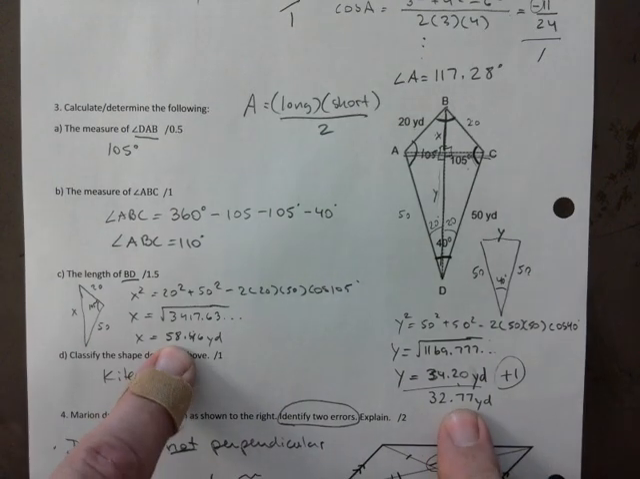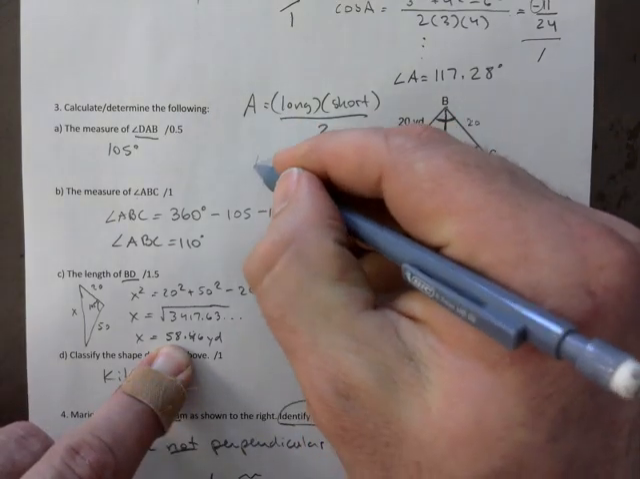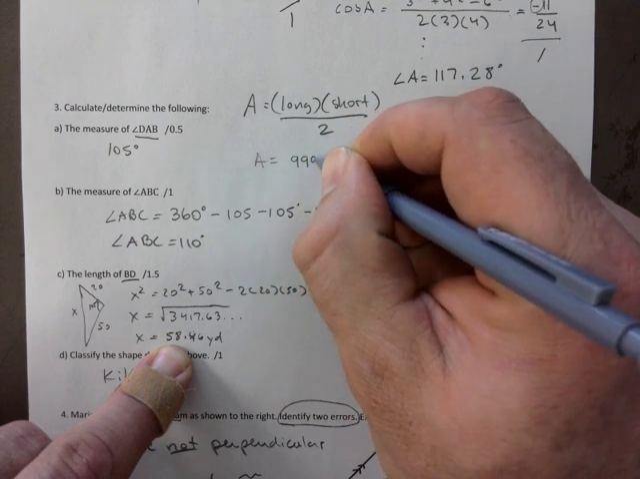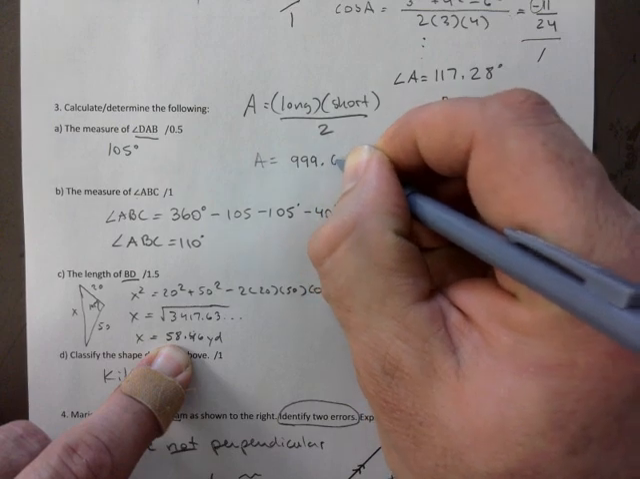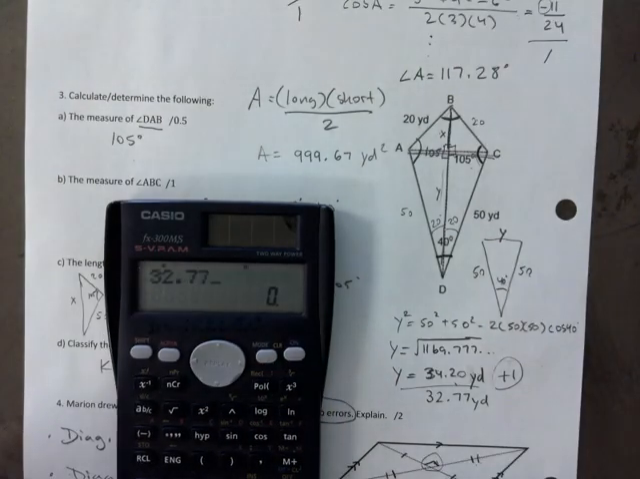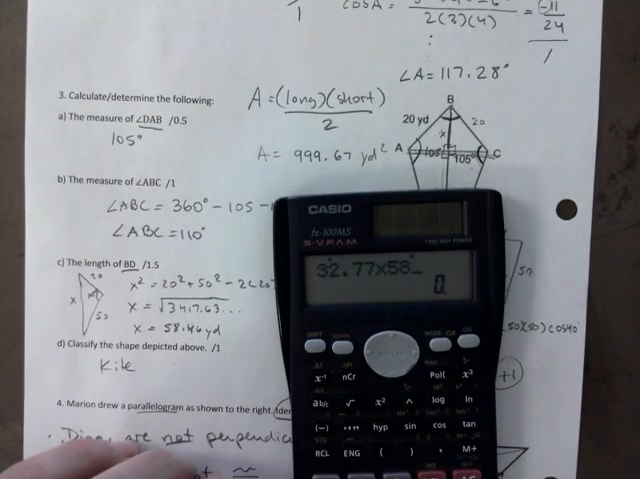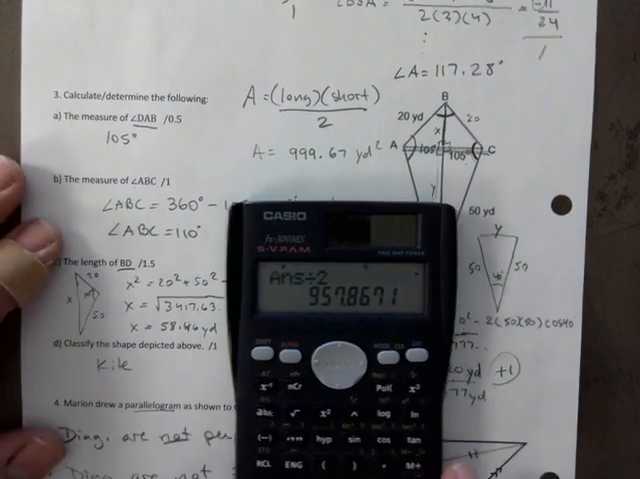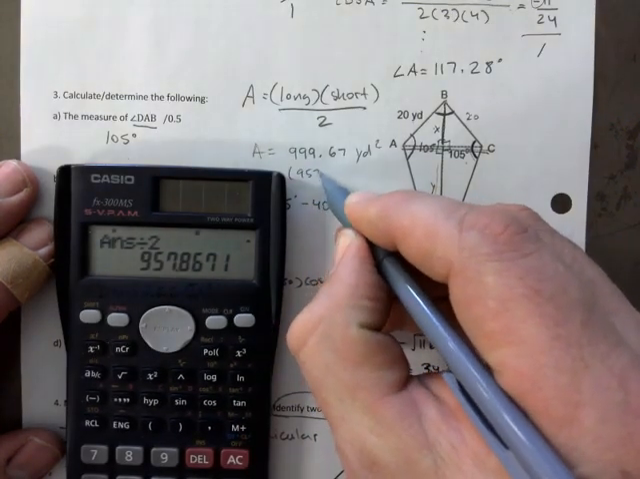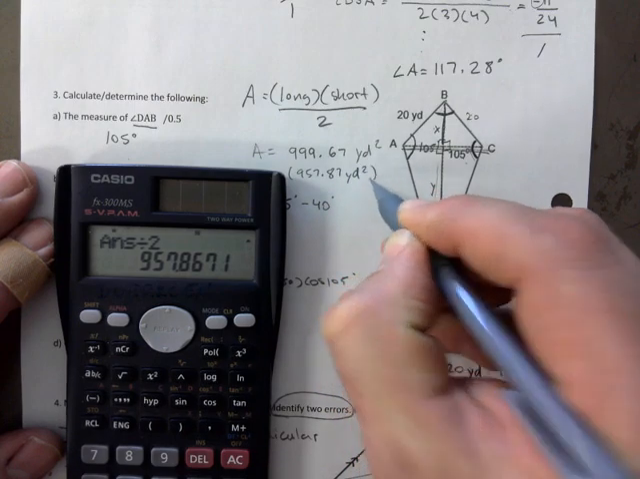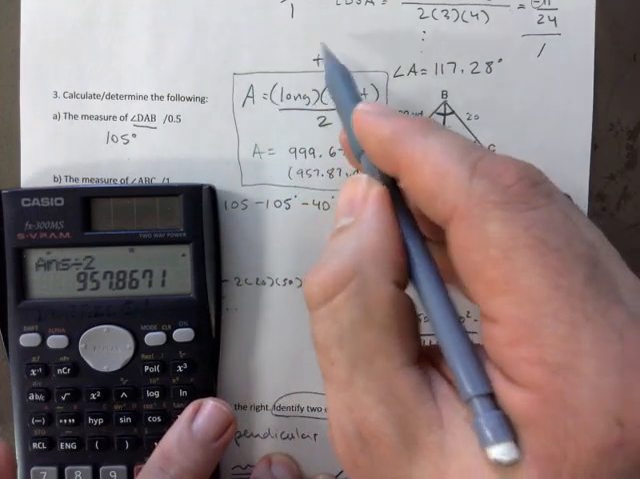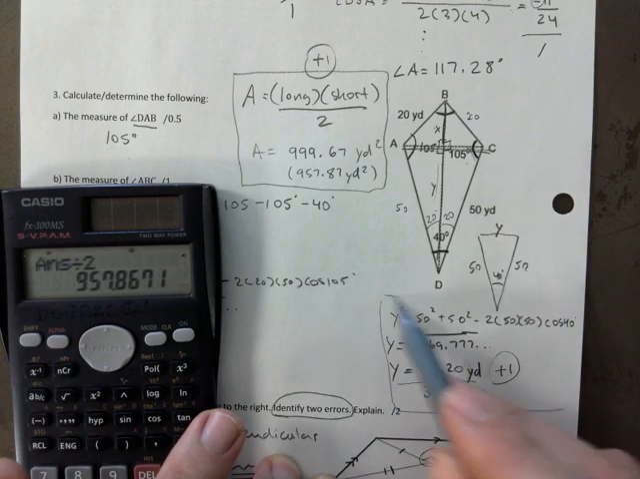And now you have the long and the short diagonal. You can plug it in here. I will just give you the answer. You get 999.67 square yards. And I have to do the other one because I figured that out later on. $957.87 square yards. So you get another bonus. I'm going to circle this or fence it in, I guess. That's another +1. And short diagonal is another +1.